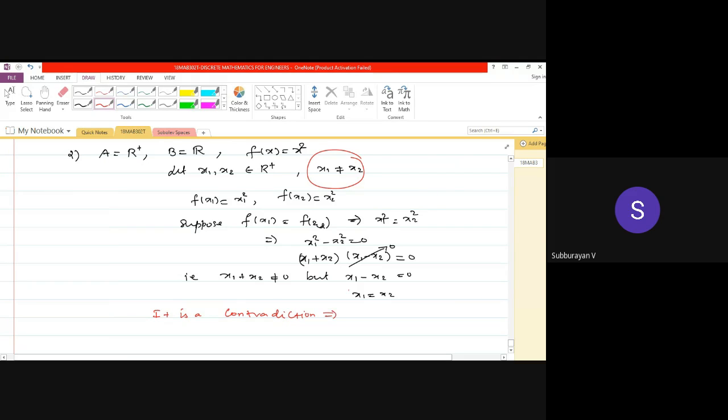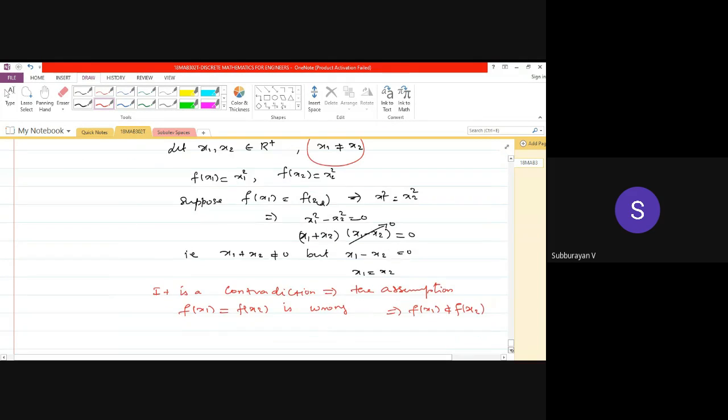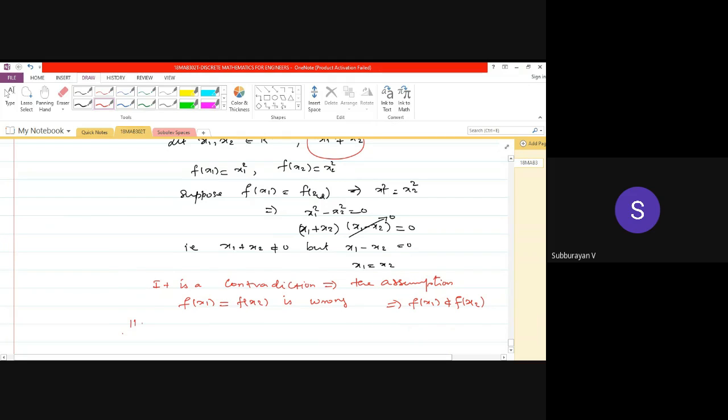Which implies the assumption f of x1 equal to f of x2 is wrong, which implies f of x1 is not equal to f of x2. Hence f is one-one function. Is it clear?